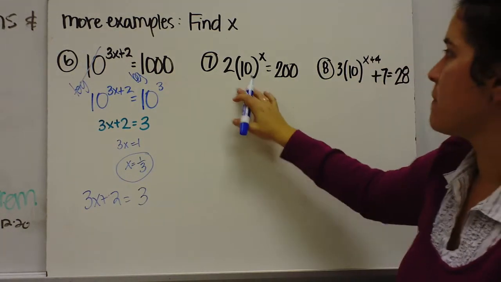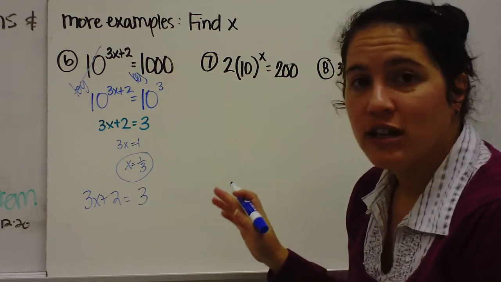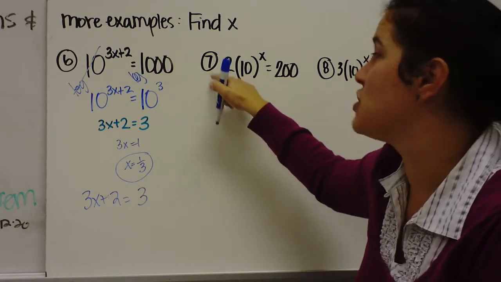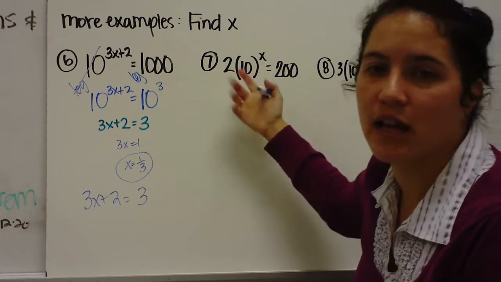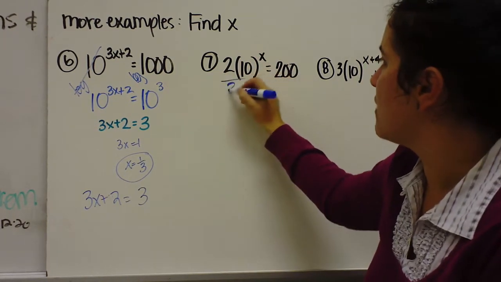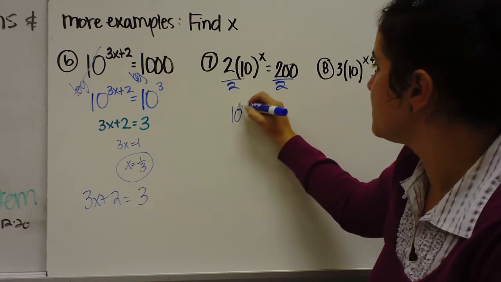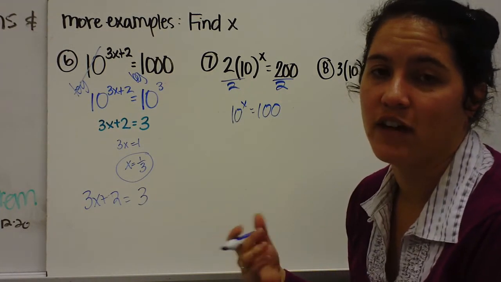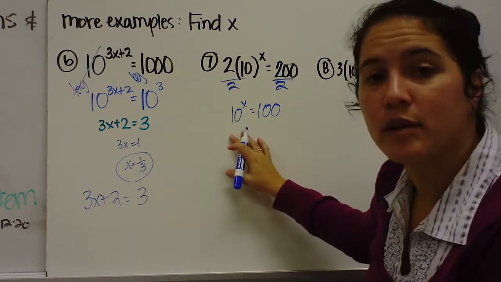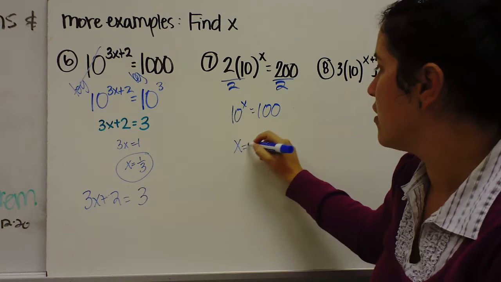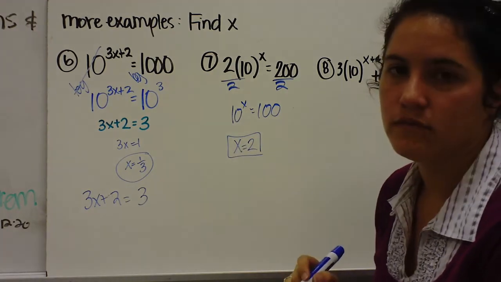All right, example 7. Before we can do anything, I have to have a base of 10. And the way the problem's written, I do not have a base of 10. I have 2 times 10 to the x power. This would be like a real world problem, y equals ab to the x. So I would divide both sides by 2. And now I have a problem written that I can deal with. You can take the log of both sides, or you can use what you know. 10 to the what power is 100, and x equals 2.